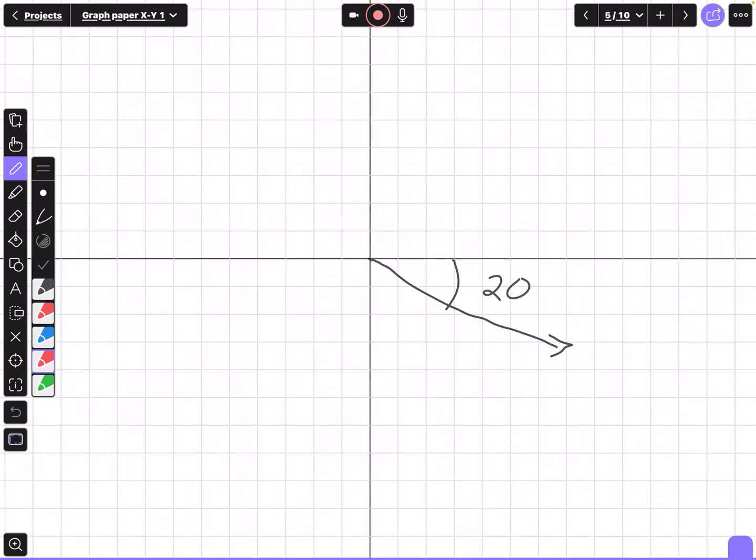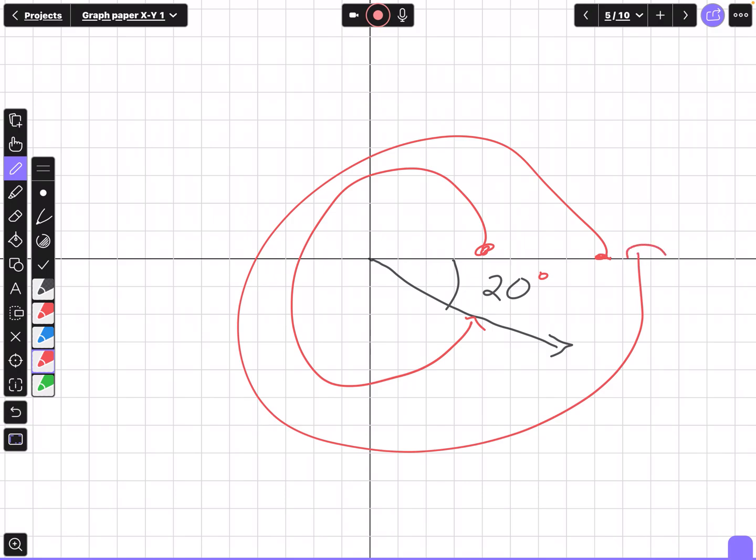And the last one, if I had 20 degrees, this right here, how could I find it from the positive x all the way around till I touch this? Well, I know that all the way around back to here would be 360. So I took 360 minus 20. I would have 340. That would be the way of describing it.